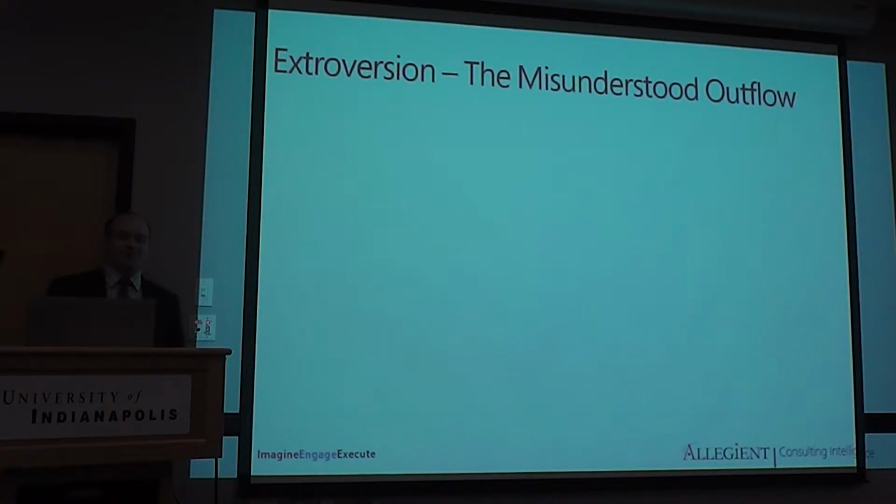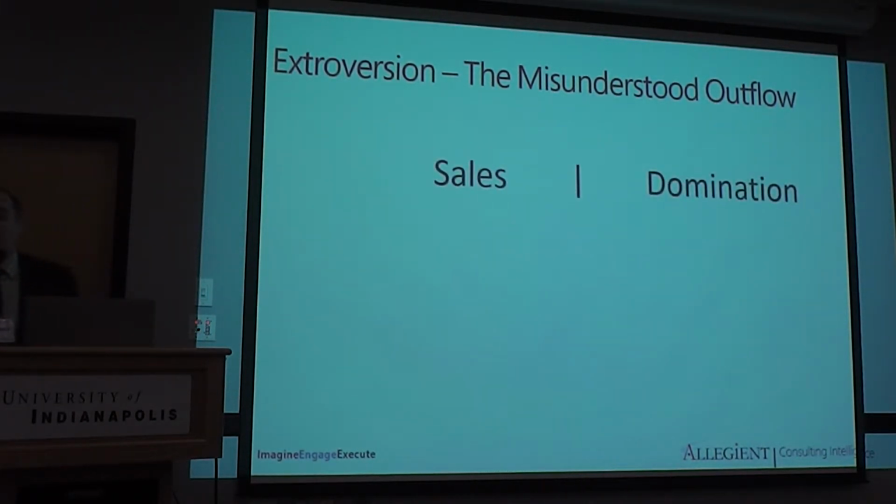Okay, extroversion. I call it the misunderstood outflow. Extroversion is actually an outflow of other characteristics of the person. So it's not just this person's extroverted or this person is not extroverted. For sales, it's about domination. I need to be extroverted because I'm going to win you over to win this deal.